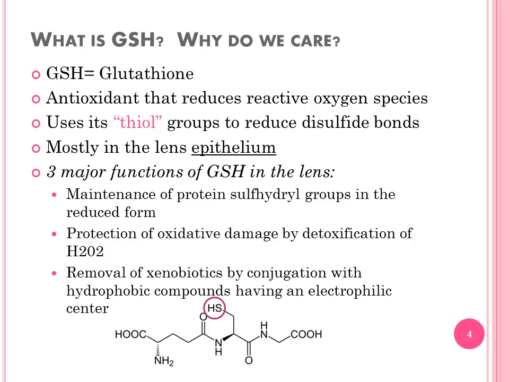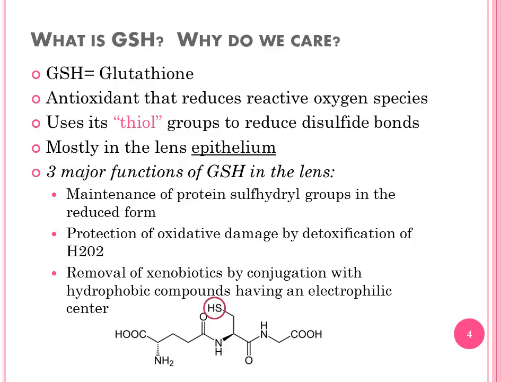Okay, so what is GSH and why do we care? GSH is known as glutathione. It's a very important molecule that resides in the lens. It's basically an antioxidant, and so what happens is that UV light is coming into the eye, and that reacts with certain other molecules in our body, and we know that that creates reactive oxygen species, or free radicals.